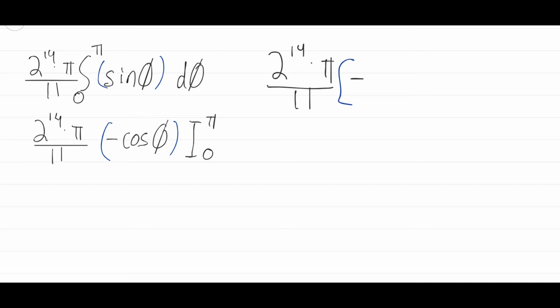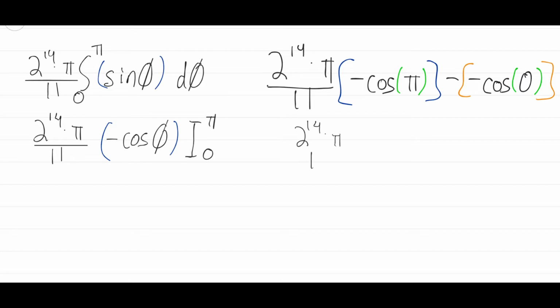And then we're going to plug in the bounds. So negative cosine of pi minus negative cosine of 0. So all I did was plug in the bounds, and we're going to keep the constant on the outside. And we're left with cosine of pi is negative 1. And then we have a minus sign in front of it, so it's minus negative 1. Minus cosine of 0 is positive 1, but we have a minus sign in front of it.